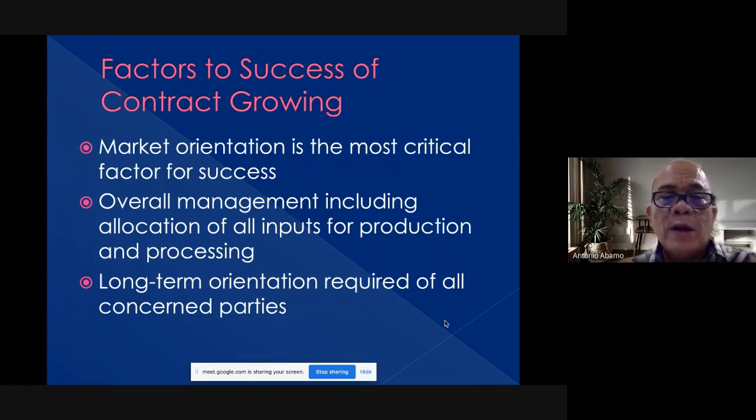Also, contract growing becomes more attractive if it has a long-term orientation, because investment in farm infrastructure is the responsibility of the grower. The farmer makes a very large investment, so it cannot be recovered in just one production cycle. Maybe it takes several production cycles before the investment is recovered. So contract growing must have a long-term orientation. It cannot be that one year you have a contract and the next year it is gone. It's not possible to be that way because of the huge investment involved.